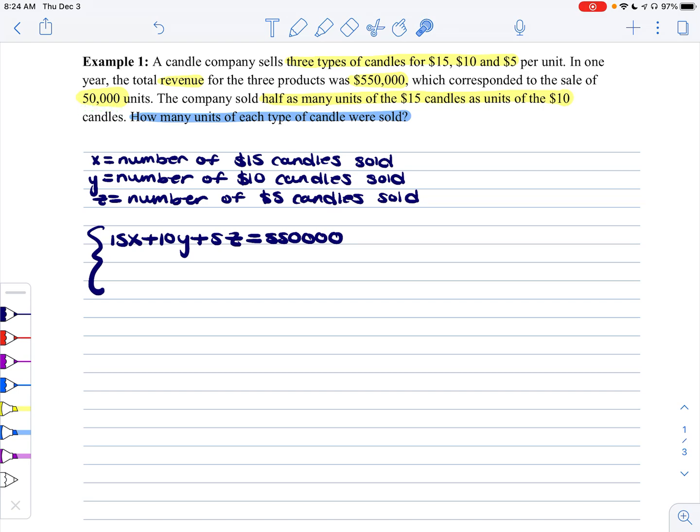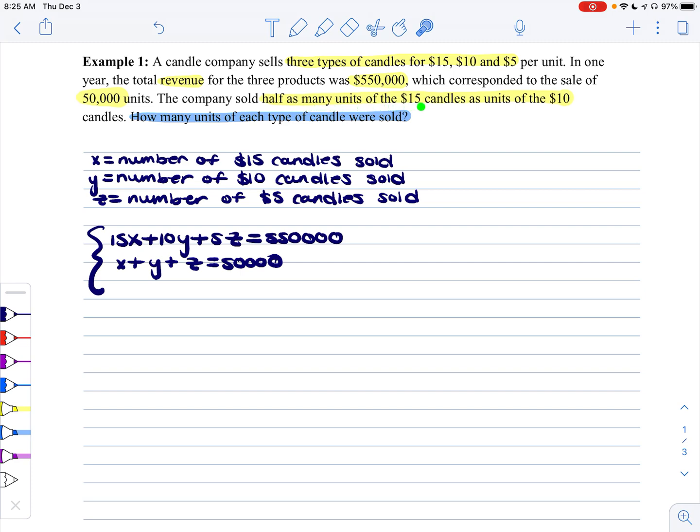Now the next thing they tell us is that they sold 50,000 units. So if we put together the number of candles sold of these x, y, and z types, they add up to 50,000. So that just means x plus y plus z equals 50,000.